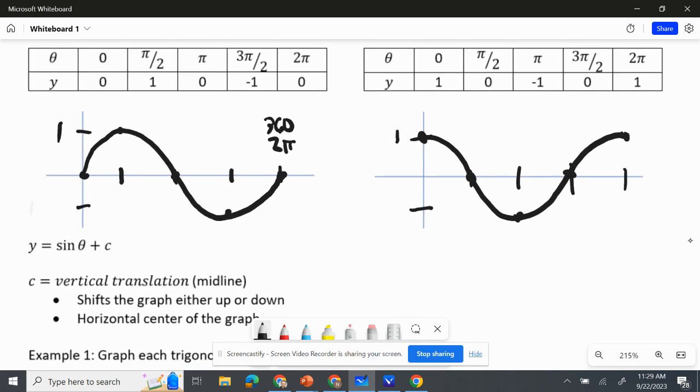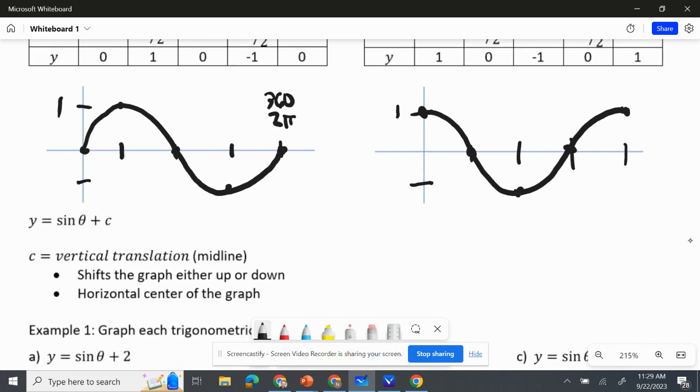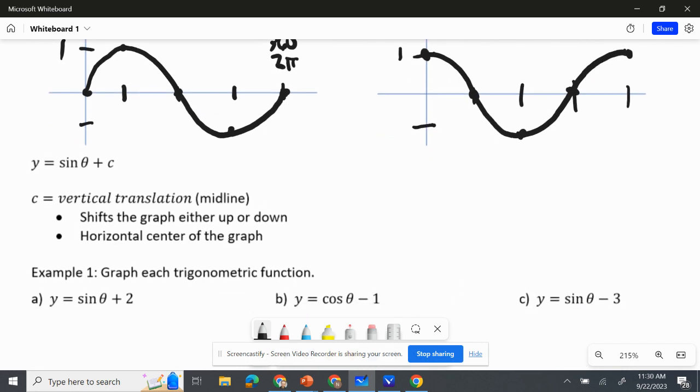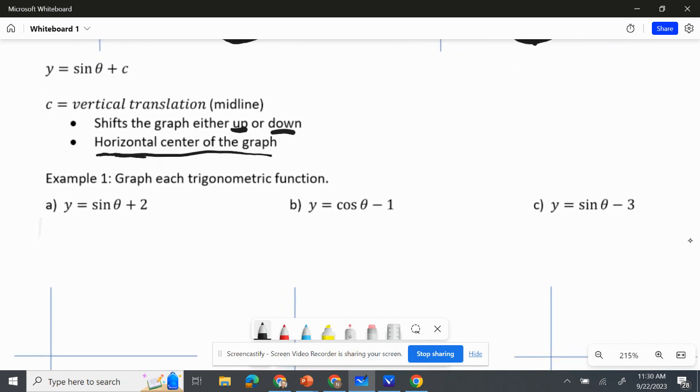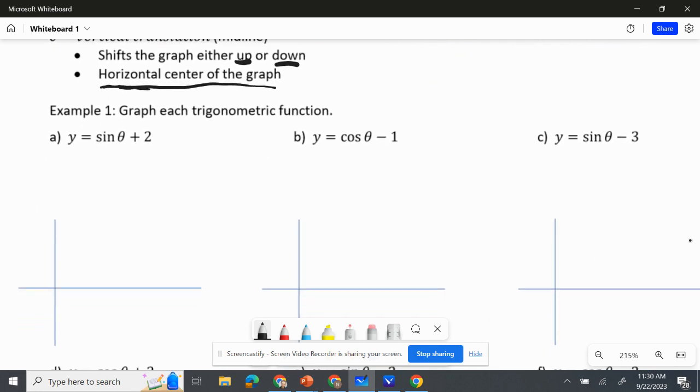Now, what we're going to do is add a vertical translation. This is also called a midline, and this shifts the graph either up or down. The horizontal is the center of our graph. So for our first one, I'm going to fill out the table, and I have my chart, and the theta values are always going to be the same: 0, pi halves, pi, 3 pi over 2, and 2 pi. I'm using my same sine values.